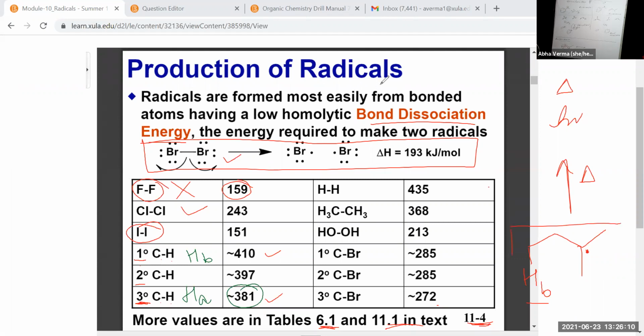So in this structure, we just saw where is the weakest bond. It was this carbon and hydrogen. Do you understand this? If you understand this, you will know on your structure which site will become the radical. So you can always consult this table.